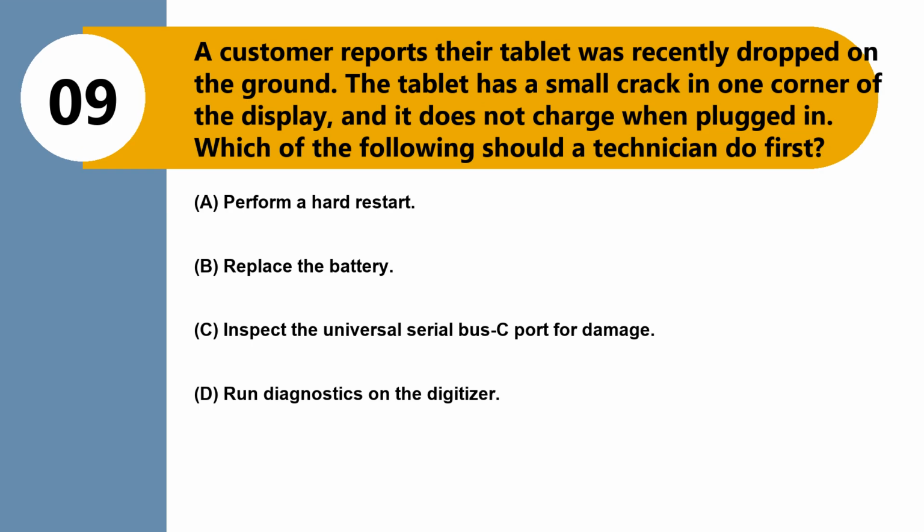Question 9. A customer reports their tablet was recently dropped on the ground. The tablet has a small crack in one corner of the display, and it does not charge when plugged in. Which of the following should a technician do first? Option A. Perform a hard restart. Option B. Replace the battery. Option C. Inspect the universal serial bus C port for damage. Option D. Run diagnostics on the digitizer.